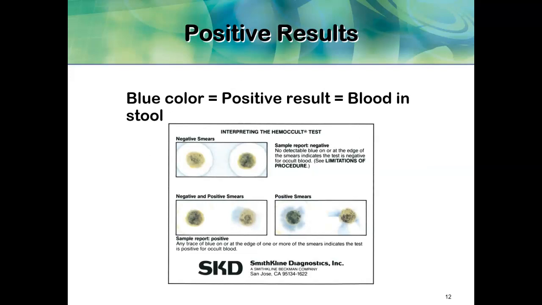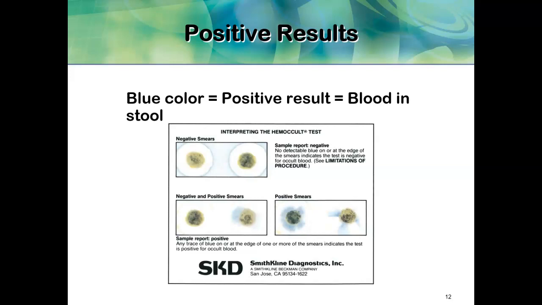So if you look a little closer here, we can see the top picture is showing negative smears. We'll see an area of clearing where it's just clear and there's no detectable blue color on or at the edge of the stool smear. And that means that we have a negative. Every once in a while, you'll get a negative and a positive. So remember that you're testing your stool twice each time.